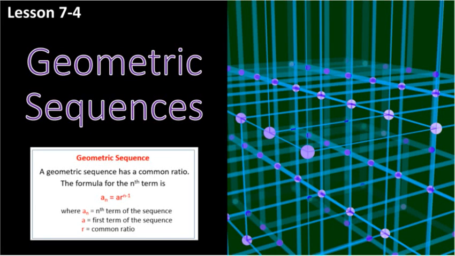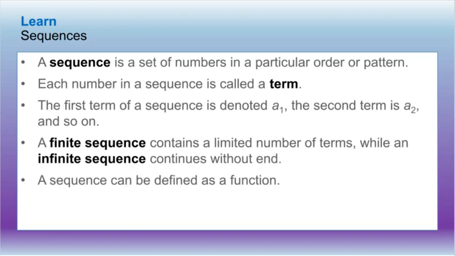Lesson 7-4, Geometric Sequences. A sequence is a set of numbers in a particular order or pattern. Each number in a sequence is called a term. So the first term is denoted by a subscript 1, the second term is a subscript 2, and so on. There are different kinds of sequences.